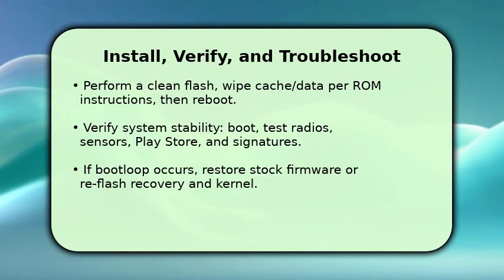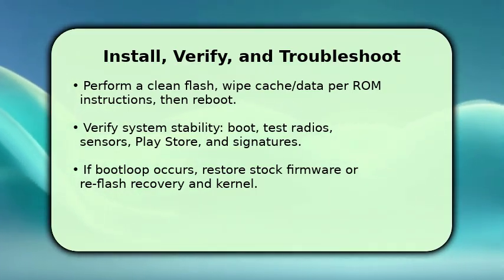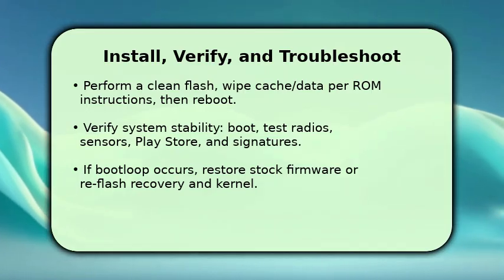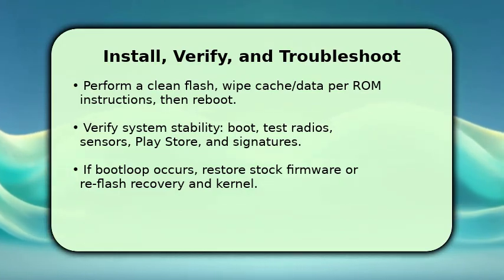After booting, verify radios, sensors, Play Store login, and app signatures to ensure stability. If you hit a boot loop or persistent errors, re-enter recovery, re-flash the stock firmware or kernel, or restore your saved stock image. This is the key troubleshooting path to recover a bricked or unstable device.